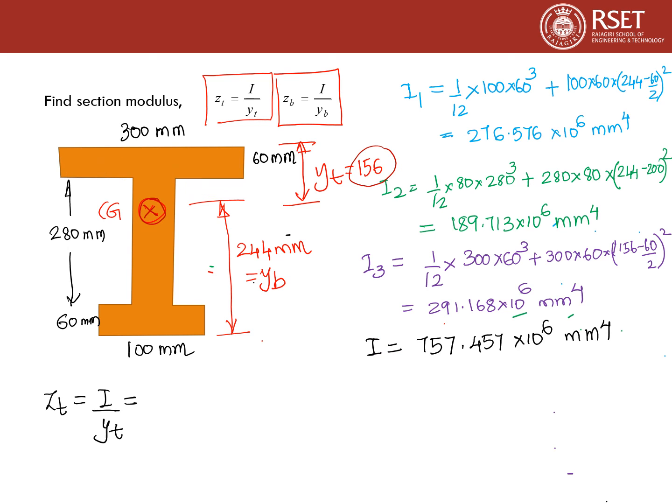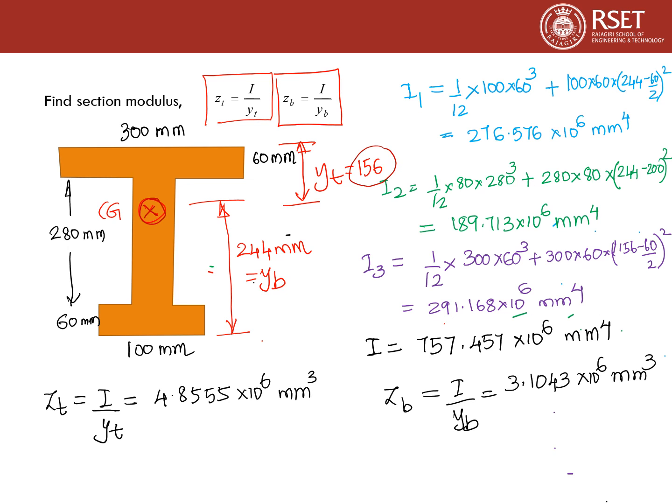Now we know that the section modulus Zt will be equal to I by yt. That can be calculated; yt we know is 156 mm. That comes to 4.8555 into 10 raised to 6 millimeter cube. Similarly, Zb will be I by yb, that will be I by 244. That comes to 3.1043 into 10 raised to 6 millimeter cube.